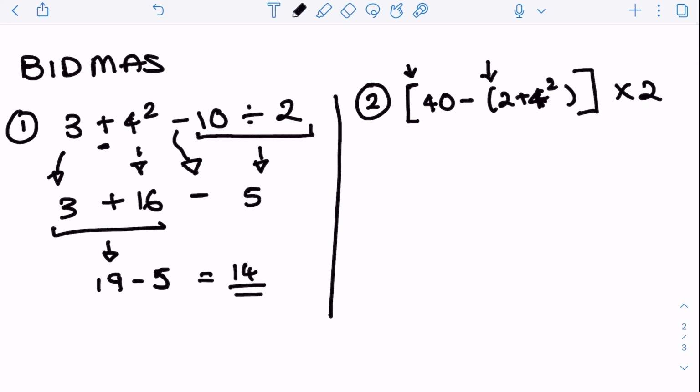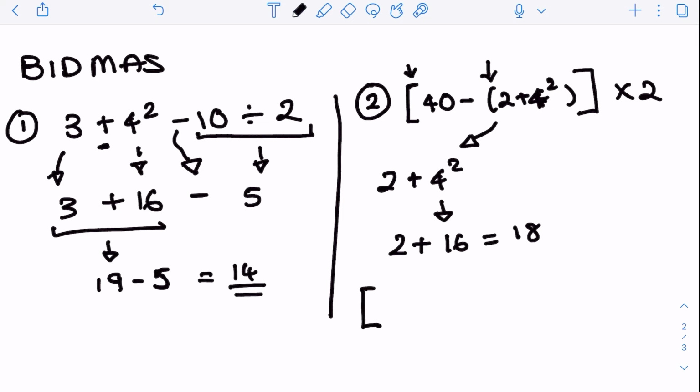Okay, so which one do we attack first? Well, if you have two sets of brackets, always go for the innermost bracket first. Okay, so if we have a look at this and just take this out, we've got 2 plus 4 squared. If we look at the BIDMAS rules again, we've got indices, so that goes first. So this is going to be 16. And that's going to give us 18 in total, right? So if we come back to our original equation, we can put square brackets 40 minus 18, all multiplied by 2.